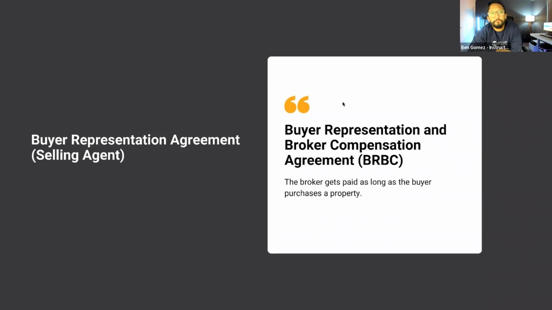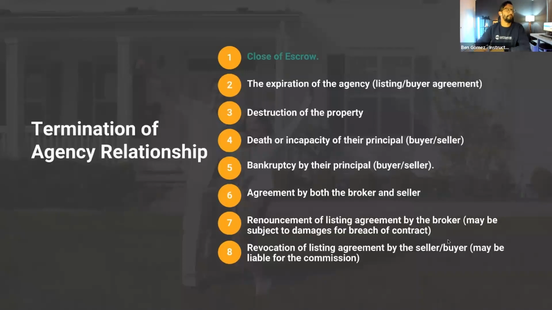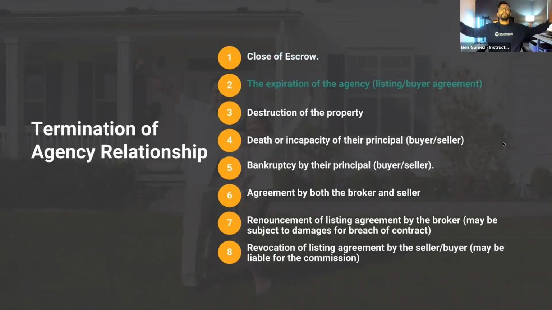Buyer's agreements. Just like you have a seller's listing agreement with the seller, you have an agreement with the buyer. And there's lots of ways that a relationship can be terminated. These are the ways that agency relationships can be terminated. Number one is close of escrow. If you are representing somebody selling a piece of property, once you close escrow, your job is done. Your agency is terminated.